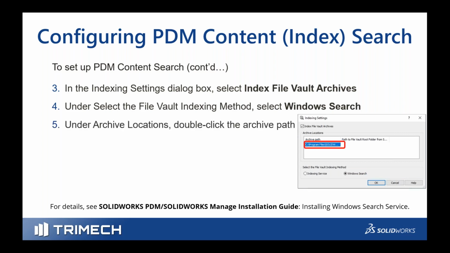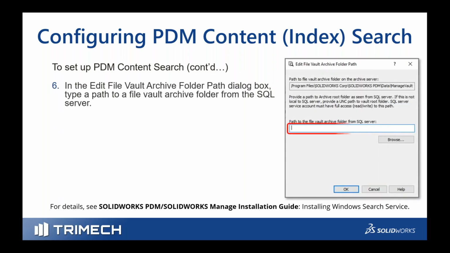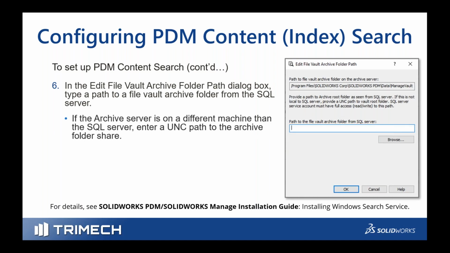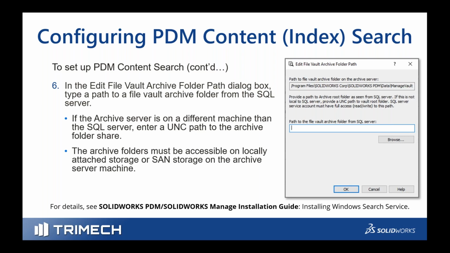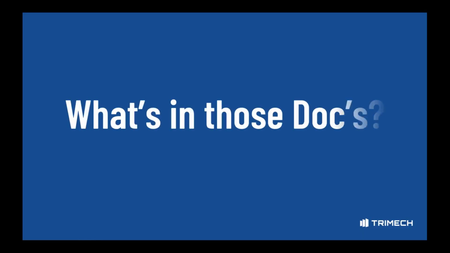And then under the archive location, if you double click on that path, it will allow you to browse to the file vault that you want, the folder that you want to search or index. If that archive server is on a different machine than the SQL server, then you will need to enter the UNC path to make sure you can get to that archive folder. The archive folder must be accessible on a local attached storage or SAN storage on the archive server machine. Okay. Once that's done, you click the OK button, and that will set it up.